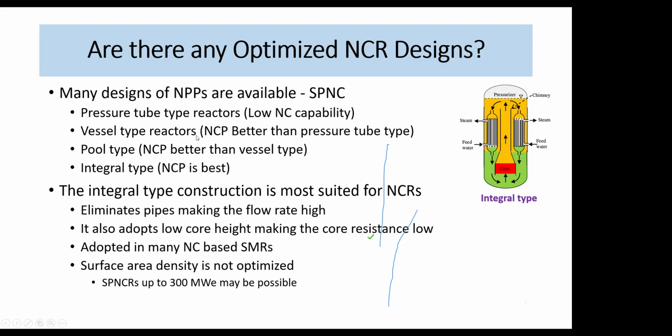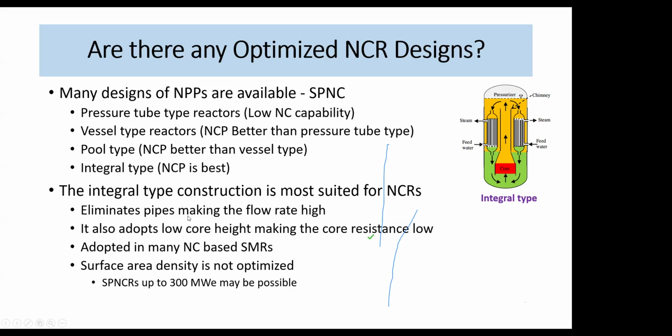Pool type is still better than the vessel type. And if you go to the integral type, that is the best so far. And if you go for this kind of thing for boiling water reactors and supercritical systems, they don't need the steam generator, and the cost can be much lower.